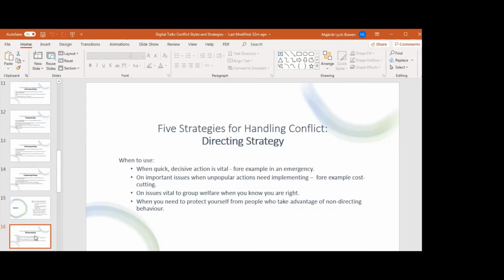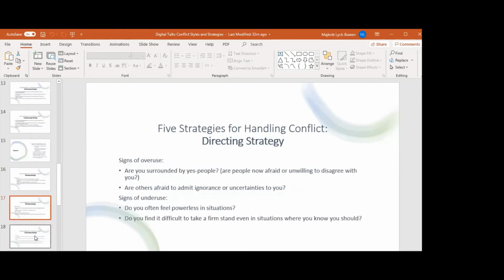It could also be a good strategy to use if you know that your decision is right. If you're absolutely sure, if you've done a lot of research, that the decision you are promoting is the better one for the group, then that might be a good time to use the direct strategy. And it might also be a good strategy if you're trying to protect yourself from people who are known to take advantage of non-directing behavior. So if you are with a group of people who are constantly directing themselves, taking the directing strategy might sometimes be helpful.